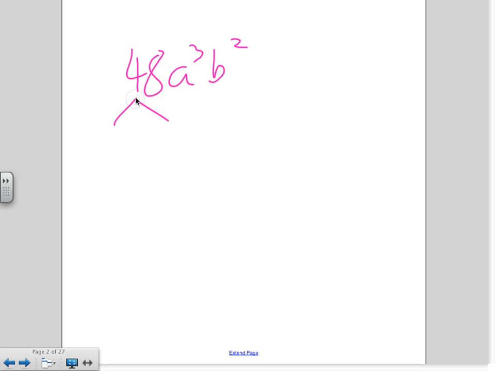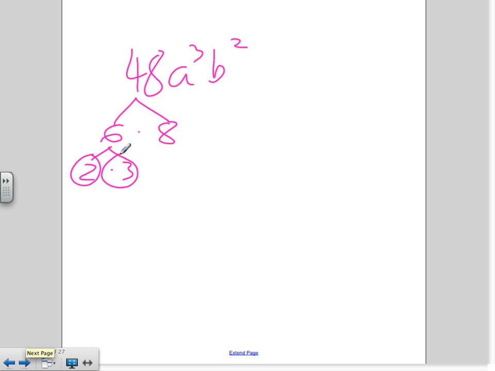Let's start with 48 then. 48, what can you break down to? 6 times 8. Right? Are these 2 prime yet? No. So you have to break it down till you hit the prime level. What about 6? Can you break down 6? 3 times 2. Okay. Are these 2 prime? Yes. So I circle them.